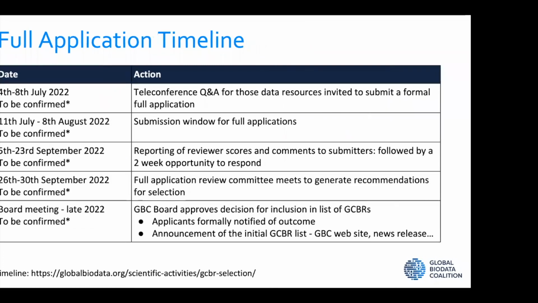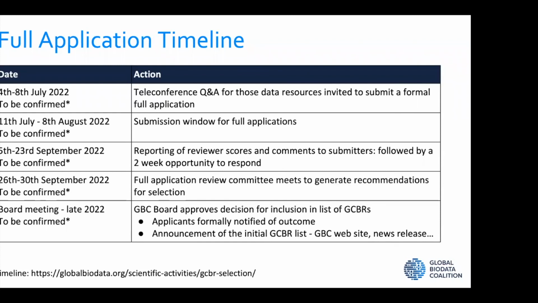We have the full application timeline. A month later, in July, there will be a teleconference Q&A for those data resources invited to submit a formal full application. Then there's a submission window, July to August, review, and then the review process kicks off with a full application review committee meeting in September. And then by the time the board has approved the decision, it will be probably the final quarter of 2022.